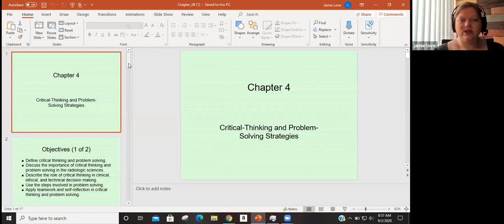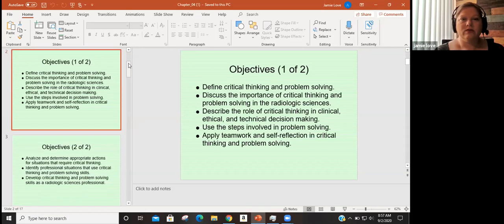So, critical thinking and problem solving today, chapter 4. Some of the main things that you want to be able to do before we get to our exam are to define what critical thinking and problem solving are, how important they are to us, being able to think about our role in situations that we might encounter in clinic, making the right ethical and technical decisions, and some of the steps that the book lists as involved in problem solving. There are things you want to do in a certain order to get to the correct answer instead of just jumping to what you think it is first.